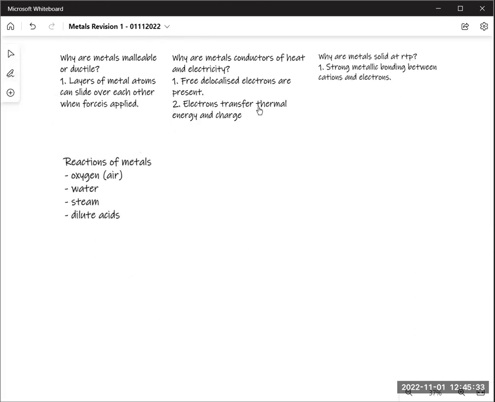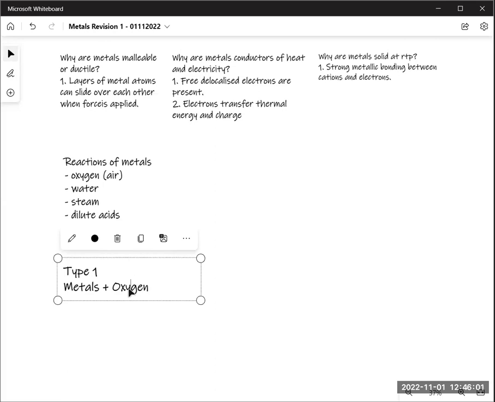Now the next thing we are focusing on is oxygen first. So first reaction, let's just say type 1. That's metals plus oxygen. They will say air in the exam. So you need to realize that air is basically oxygen in the air is what it's reacting with, not the nitrogen in the air or let's say hydrogen in the air. It doesn't react with those things, it reacts with oxygen. So metals plus oxygen.